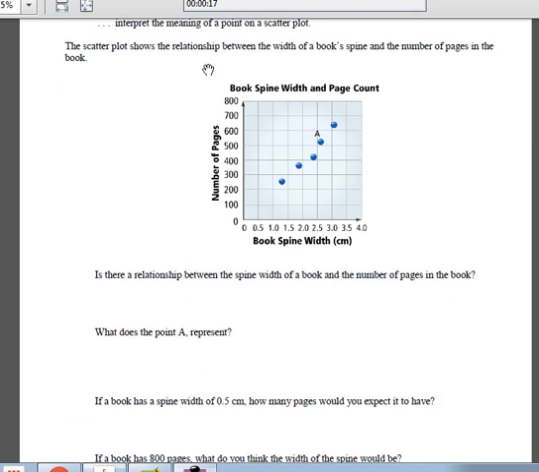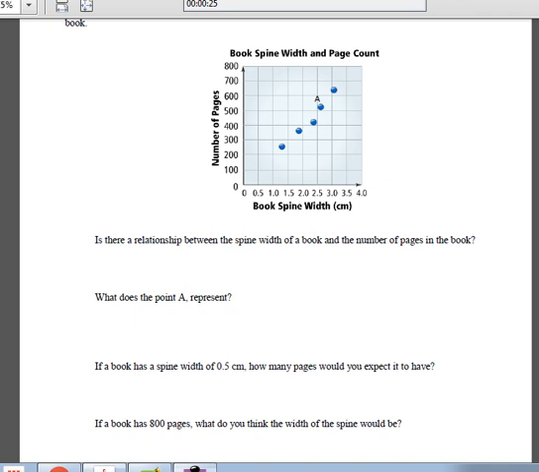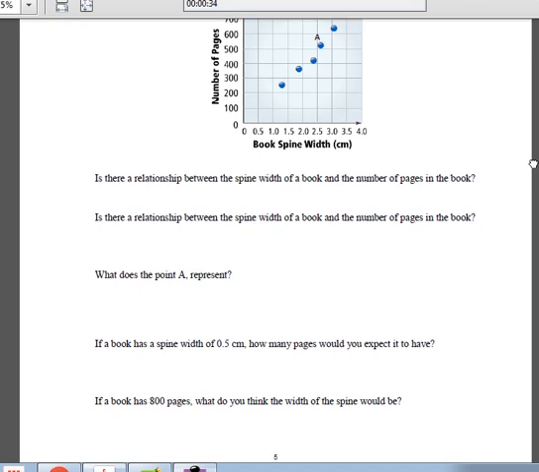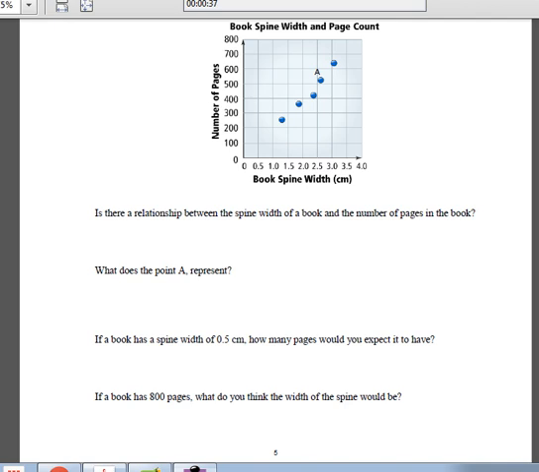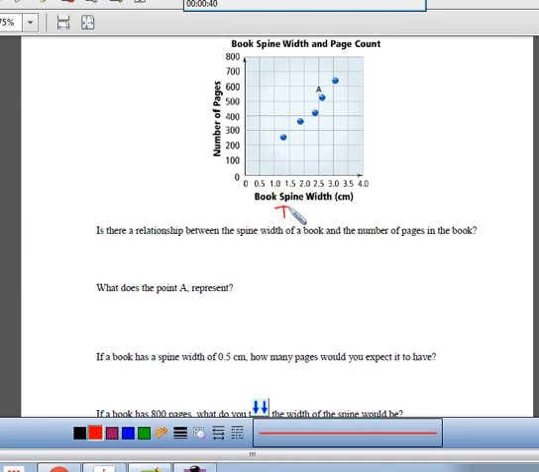Alright, so our first example: the scatter plot shows the relationship between the width of a book's spine and the number of pages in the book. When I'm looking at this scatter plot, remember the points represent some data, and down here we have our independent variable, over here we have our dependent variable. In other words, the number of pages depends on the width of the spine. So, is there a relationship between the spine width of a book and the number of pages in the book?